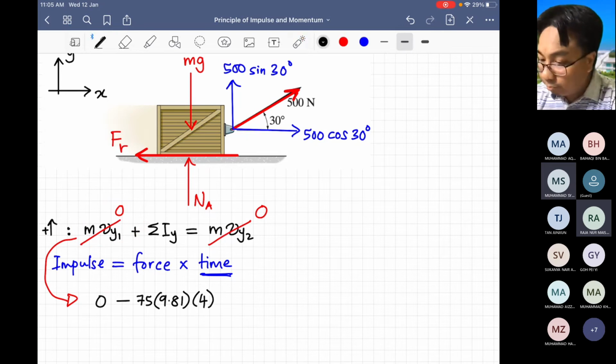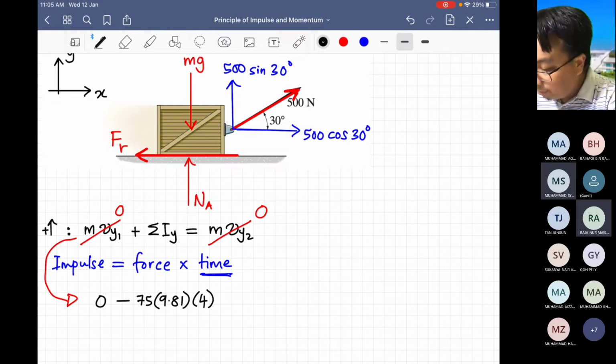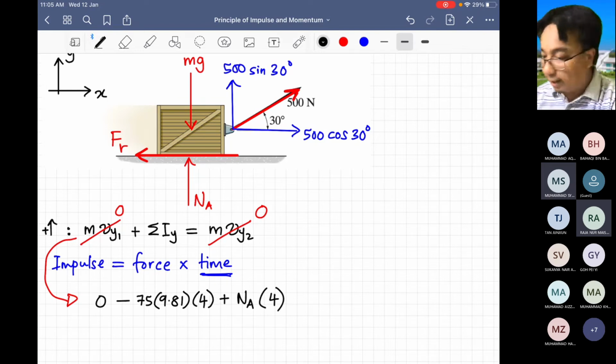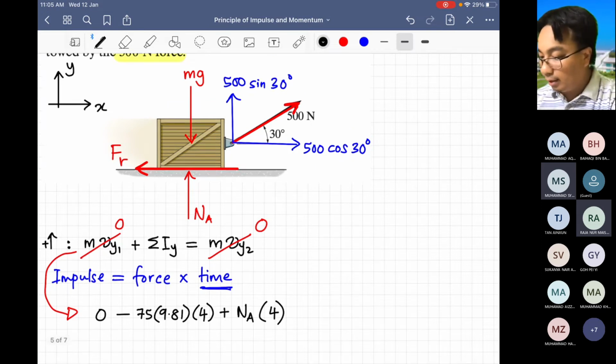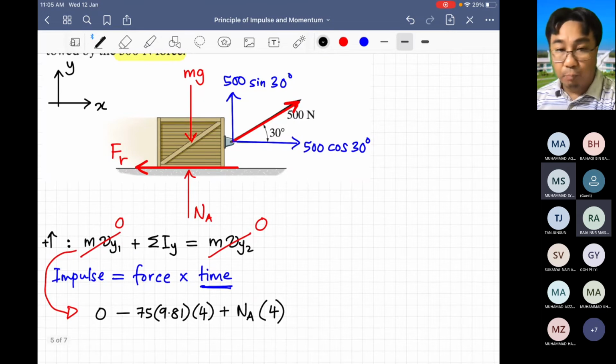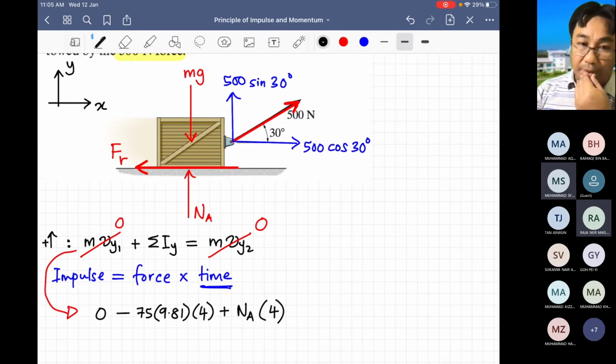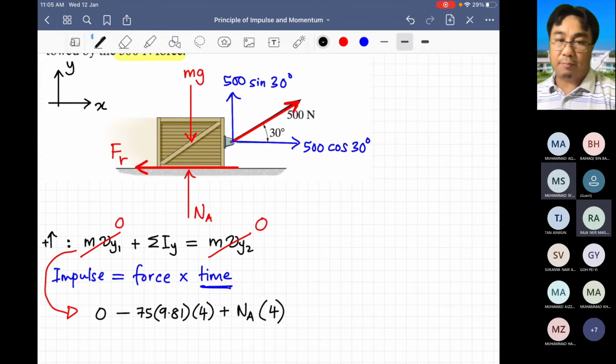Okay, so 0 minus 75 times 9.81 times 4 plus Na. Na kita tak tahu apa. Na times dengan 4 barulah dia jadi impulse. Na sahaja is the force. Kena darab dengan masa. Ramai student yang terlupa masa from my previous experience, when you answer the final exam question ke test ke, you forgot to multiply with the time. So dia tak jadi impulse lah kalau tak kali dengan time, dia jadi force sahaja. So please bear in mind.